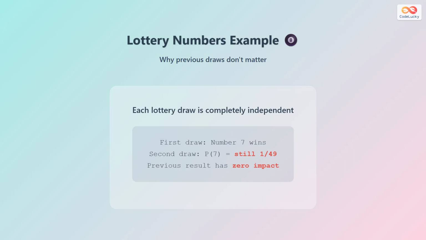Let us consider a lottery numbers example. In a lottery, each draw is completely independent of the previous draws. For example, if number 7 wins in the first draw, the probability of number 7 being drawn in the second draw is still 1 by 49. The previous result has zero impact on the next draw.